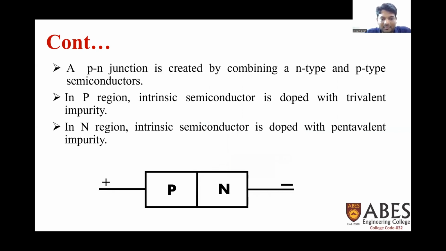Now you can see the creation of a PN junction. So when you combine a P region and an N region, then a junction forms called a PN junction. You can also see in the points mentioned here, a PN junction is created by combining N-type and P-type semiconductors. In the second point, it says in P region, intrinsic semiconductor is doped with trivalent impurity. Here, trivalent impurity means what? Boron, aluminum, etc. And in the next point, in N region, intrinsic semiconductor is doped with pentavalent impurity. Pentavalent impurity means nitrogen, phosphorus, etc.